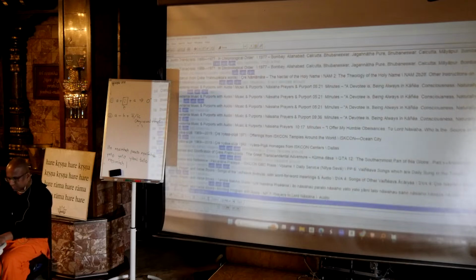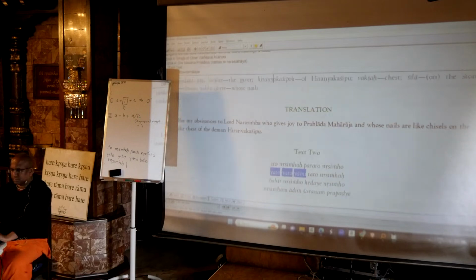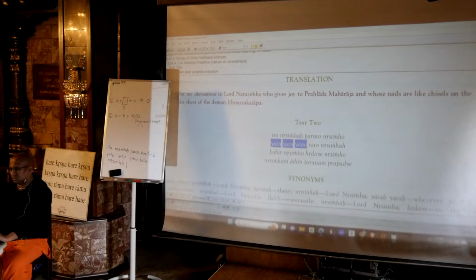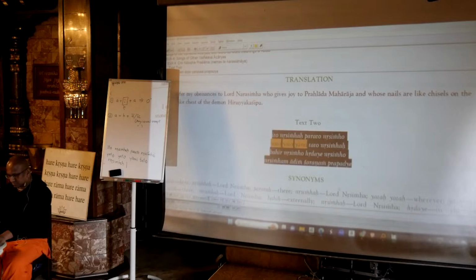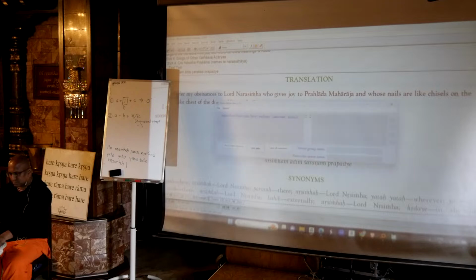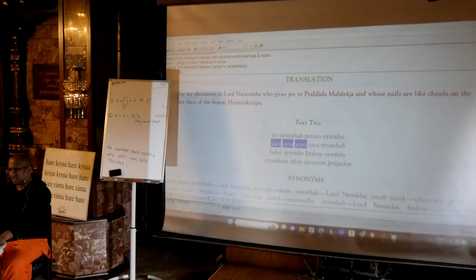Where is that Narsimha book? I'll show you. Songbook. Yeah. So you can see here now. Text 2. Ito nrisimha parato nrisimho. You can see also what meter is this. This is Upendra Vajra. Yesterday we saw Upendra Vajra. Yeah. So this is Upendra Vajra. Meaning you can even sing like this. Sarvasya chaham hridi sannivishto ito nrisimha parato nrisimho yato yato yami tato nrisimha bahir nrisimho hridaye nrisimho nrisimha madim sharanam prapadye. It can be sung like that because it is Upendra Vajra.